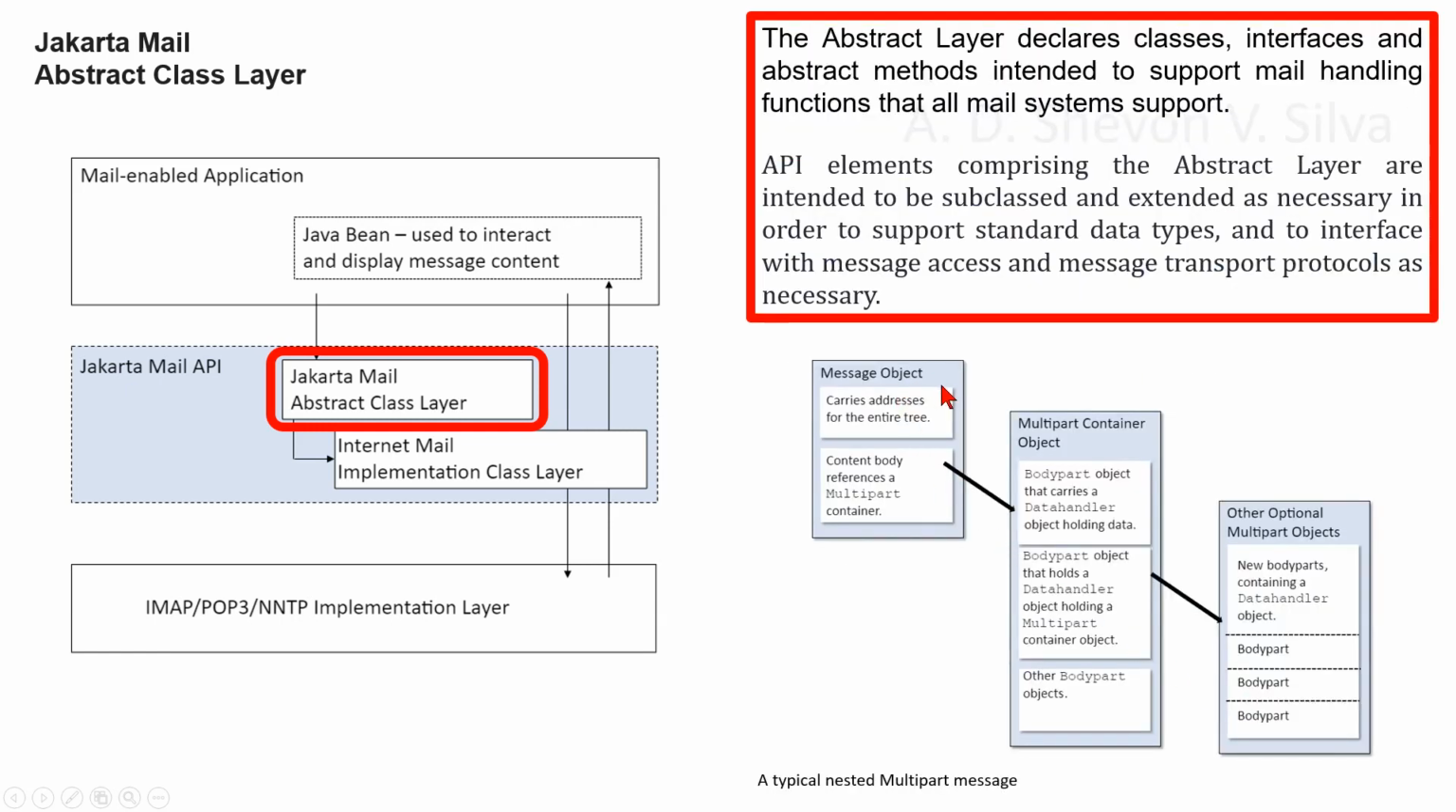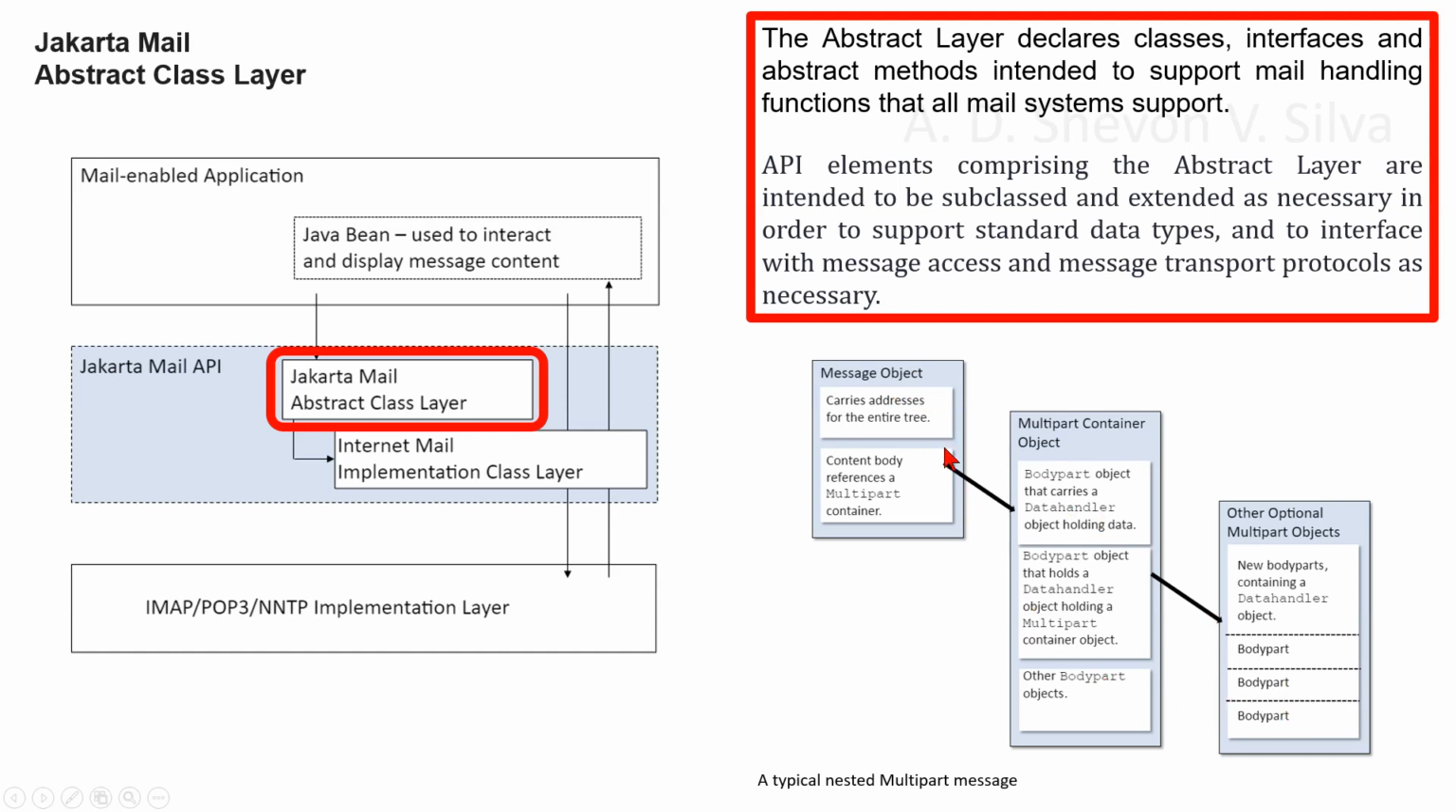Here you can see a typical nested multi-part message. Note that multi-part objects can be nested to any reasonable depth within the multi-part message in order to build an appropriate structure for data carried in the DataHandler objects. Therefore, it is important to check the content type header for each body part element stored within the multi-part container. The figure here illustrates a typical nested multi-part message.